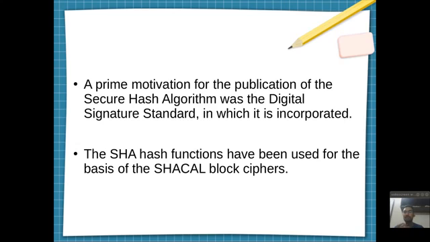A prime motivation for the publication of the secure hash algorithm was the digital signature standard. If you are a cryptography student, you know what the digital signature standard is. If I make a PDF and want to digitally sign it so that only the selected people I want can access it, then I use the digital signature standard. The SHA hash functions have been used as the basis of SHACAL block ciphers.